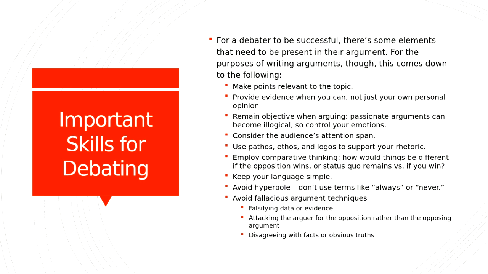Next one. Remain objective when arguing. Oh, wait, I said that. Consider the audience's attention span. I use Hamilton in the lecture as the example for this. You want to make sure that you are staying within your audience's attention span. You're not going to drone on and on and completely lose your audience, so that they're not listening to you and not taking in the points of your argument that you want to make. So consider how much of an attention span they have. The average person's attention span tends to run anywhere from 15 to 35 minutes tops, unless it's something that can really hold their attention for a long period of time. Very rarely can a speaker do that.